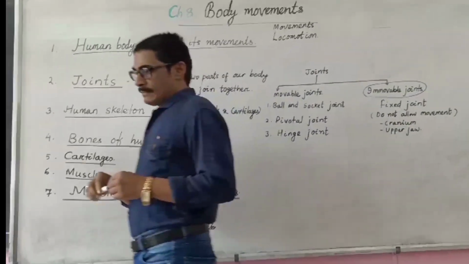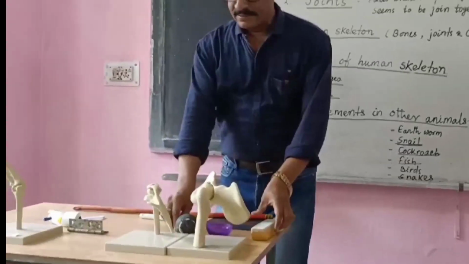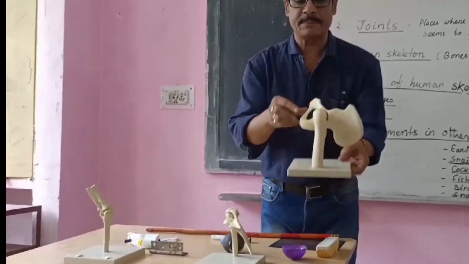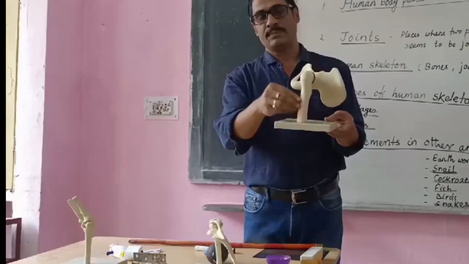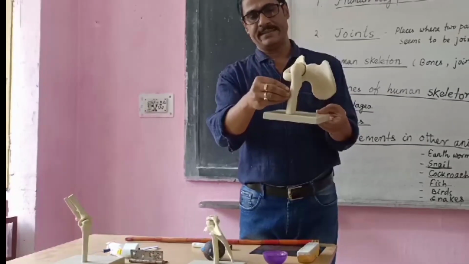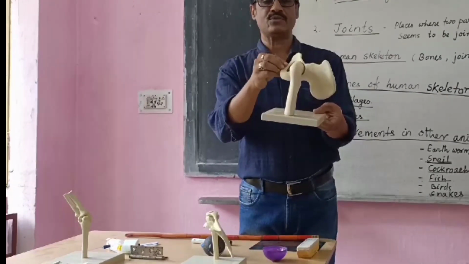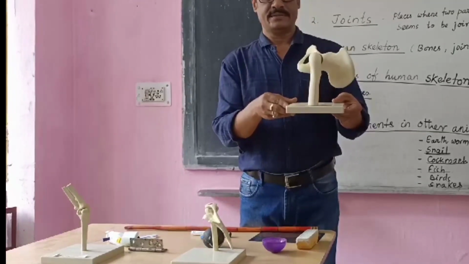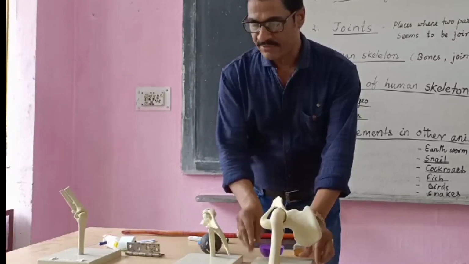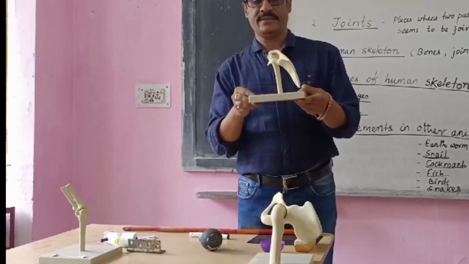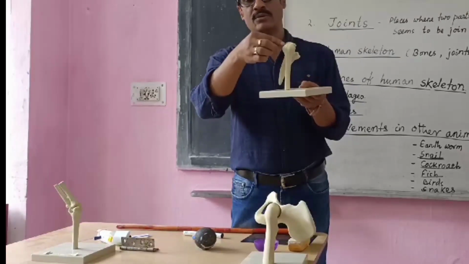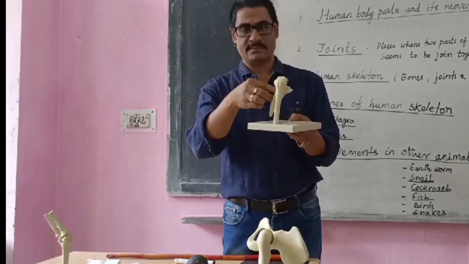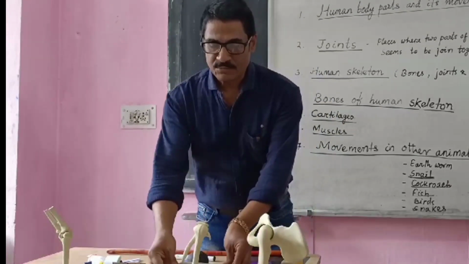Now see, there are two examples of this joint. This is the joint found in the hip region. One end of the thigh bone, that is the femur, is attached with the pelvic bone in the pelvic joint. And you observe in another joint, the shoulder joint, there is a bone which has a rounded end and it fits into a cavity in the shoulder. So this is known as ball and socket joint.